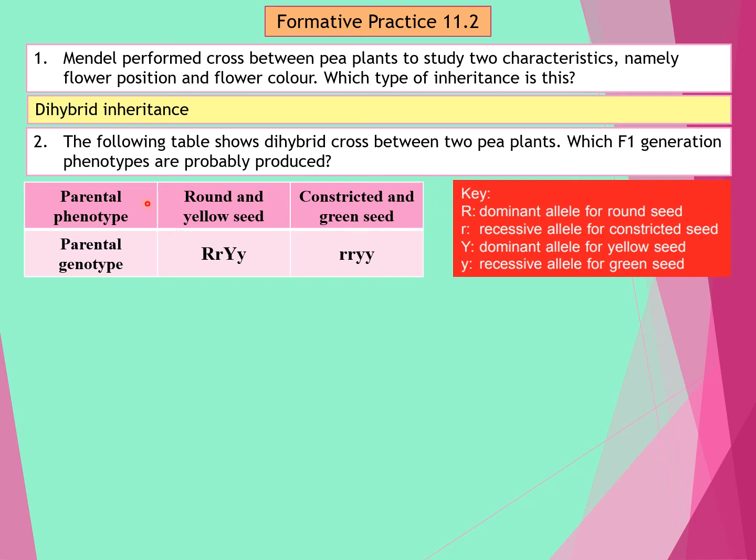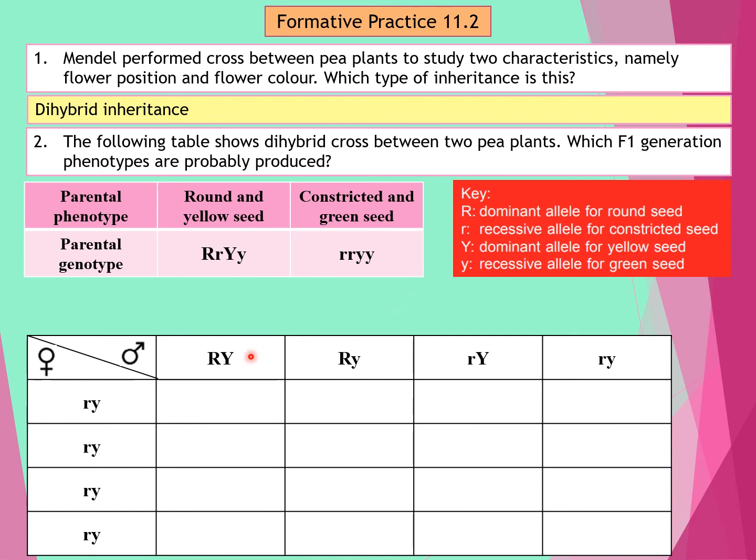So when we look at this table, for the parental phenotype, round and yellow seed are dominant traits, constricted and green seed are recessive traits. When we look at the parental genotype, these are heterozygous dominant and this one is homozygous recessive. For this one we have to draw the Punnett square. Let's say this one is female, this is the gamete for female, and this one is the gamete for male. The constricted and green seed are male, and the yellow and round seed are female.